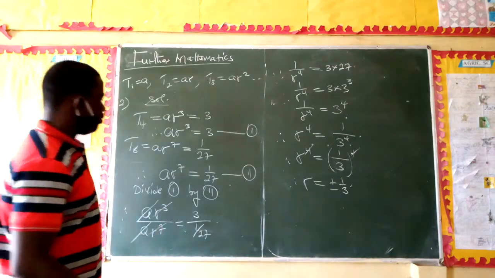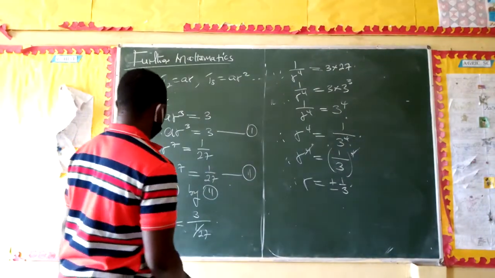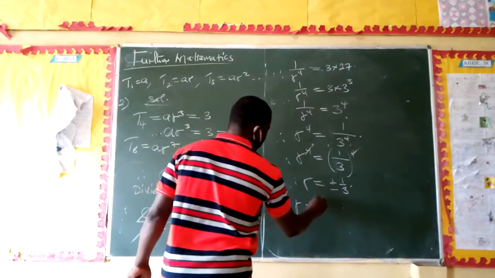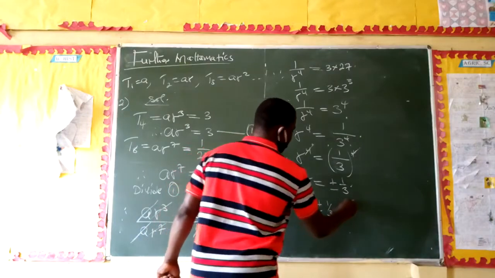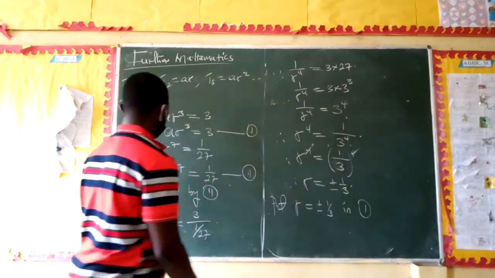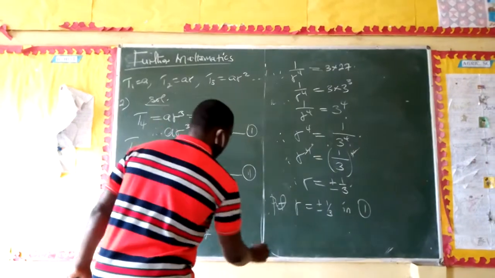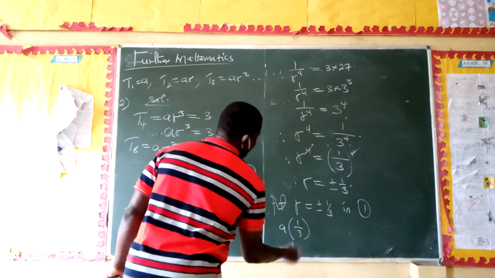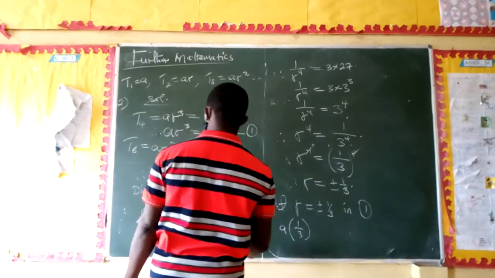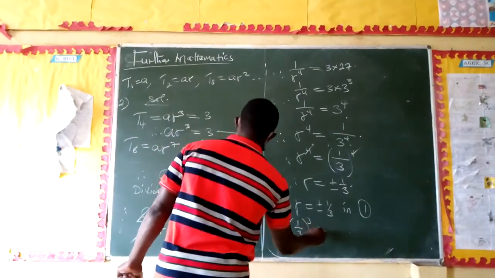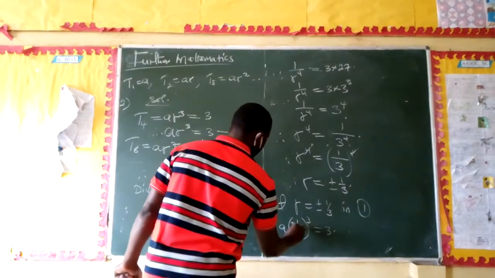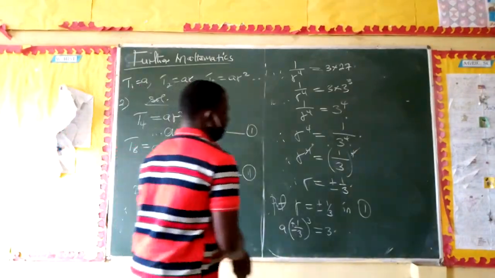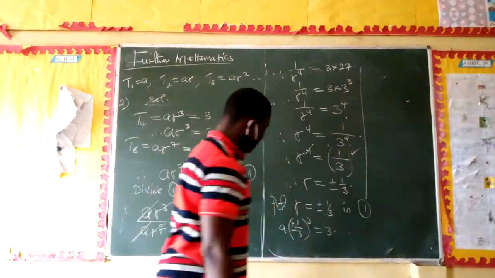What about A? So to establish the possible values of A, we can put R is equal to plus or minus 1 over 3 in equation 1. If I do so, that means that I'm going to have A bracket plus or minus 1 over 3 raised to power 3 is equal to 3. This is plus or minus, mind you. It is plus or minus. With that, let me continue here.